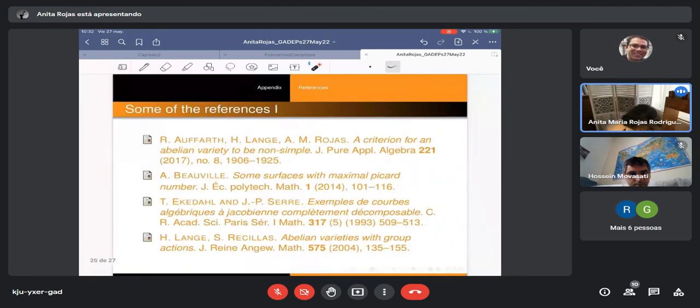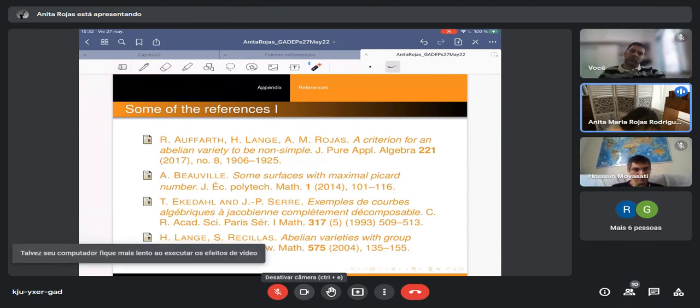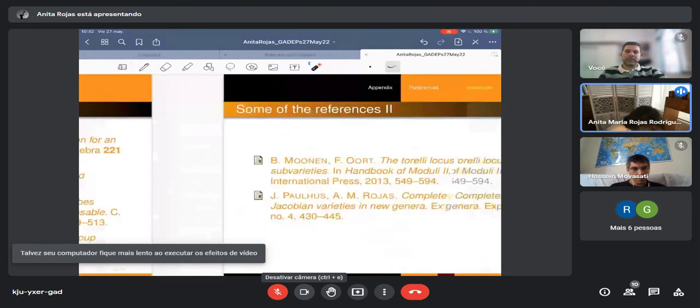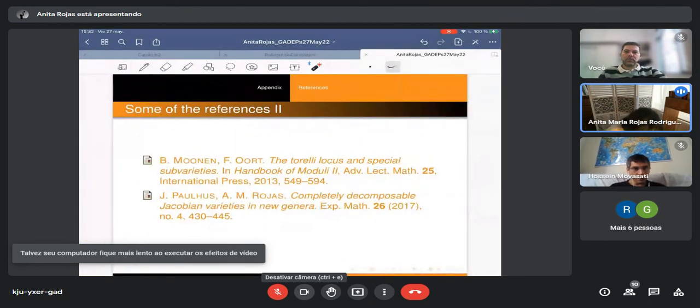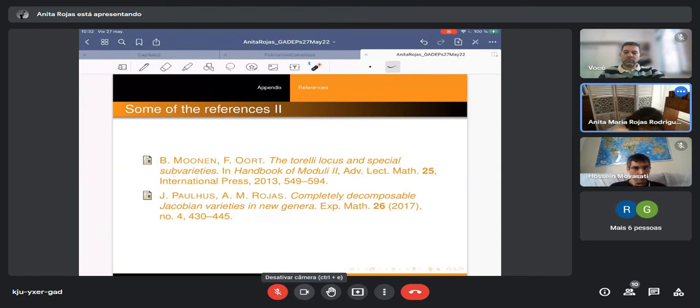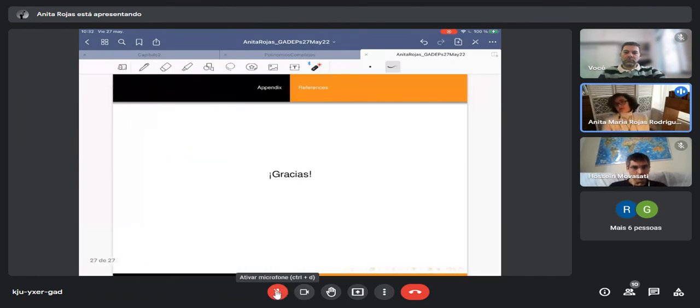And that's it. A couple of references. That is where our work of decomposing, having the Riemann matrix, is done. That is where Beauville posed his question, Ekedahl and Serre's work, Lange and Recillas's group action theorem, Moonen and Oort, and our work with Jennifer Paulhus. Thank you very much.